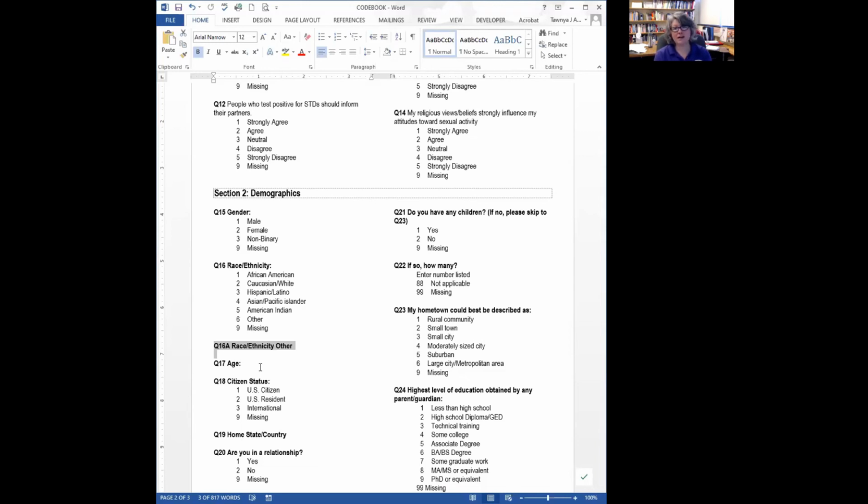How do we know whether to use 9 or 99 or 999? Well, it depends on what the possible responses are. If 9 is a valid response, then we would need to use 99. If 99 could be a valid response, and it could be for age, we would use three 9s to designate the missing response category.